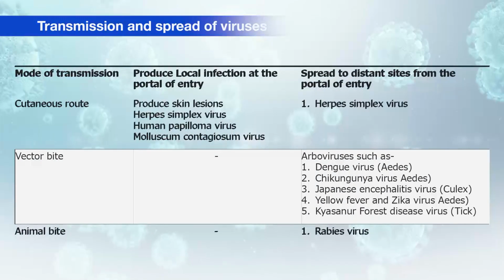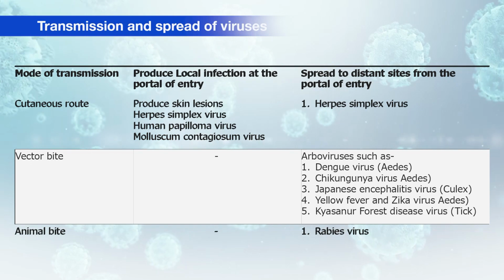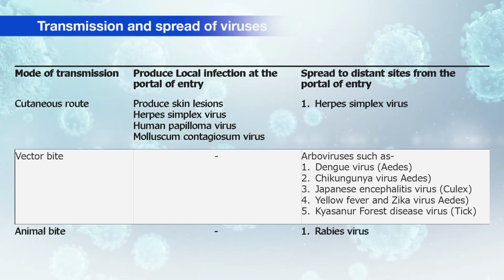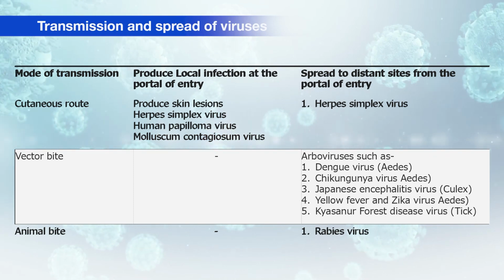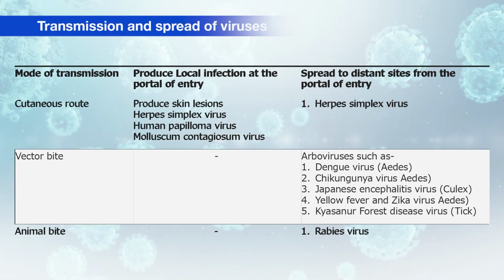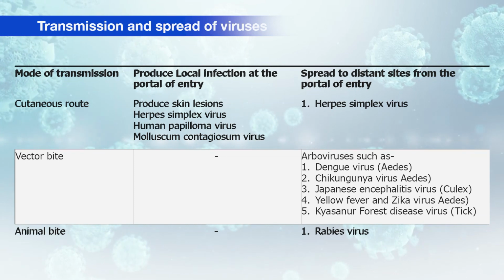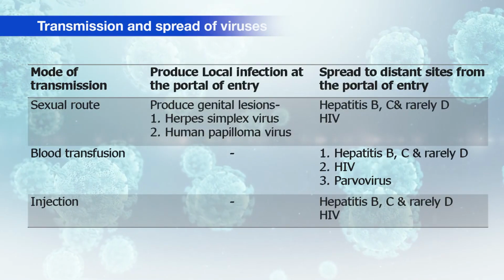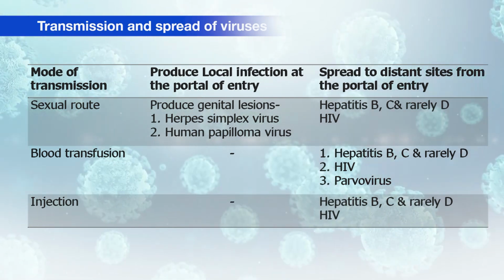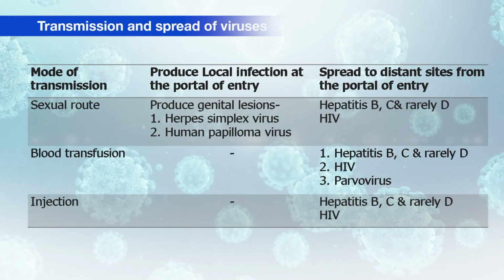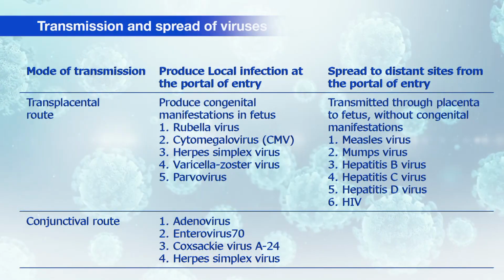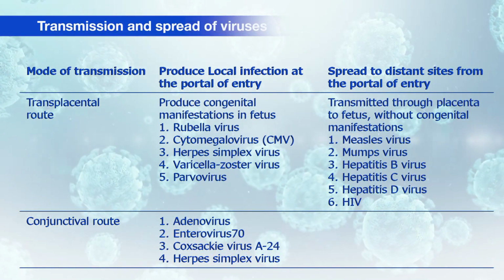The other mode of transmission that you can also see is through the cutaneous route, vector bites or animal bite. In vector bite and animal bite, we see straight away the spread to the distant site from the point of entry, which will be the source of bite. The other modes of transmission we also see are through sexual route or blood transfusion and via injection. Transplacental route and conjunctival routes are also seen as modes of transmission in the following viruses.